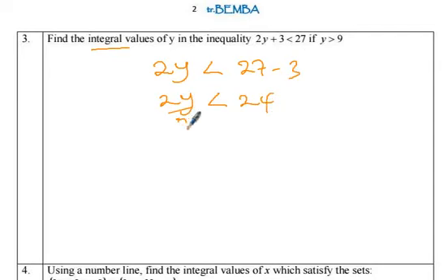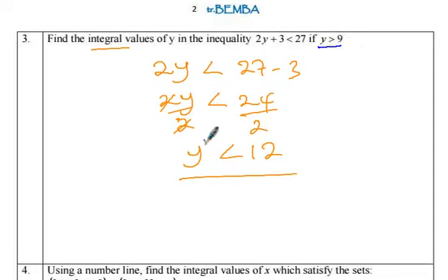Divide on both sides by 2. We have y is less than 12. Okay, that's our solution. But now they have told us to state the integral values of y, and we have a condition here: if y is greater than 9. And when we solve the inequality, we are getting that y is less than 12.